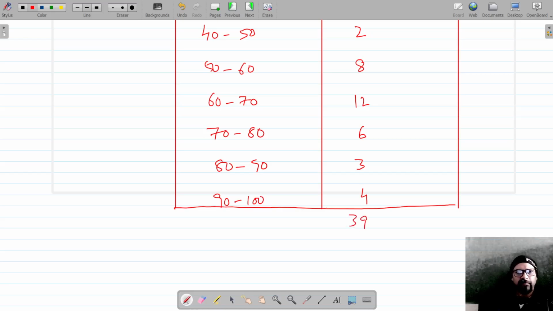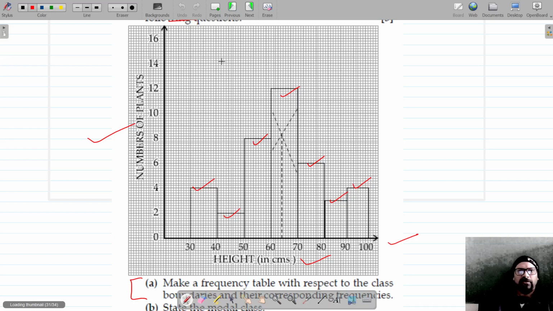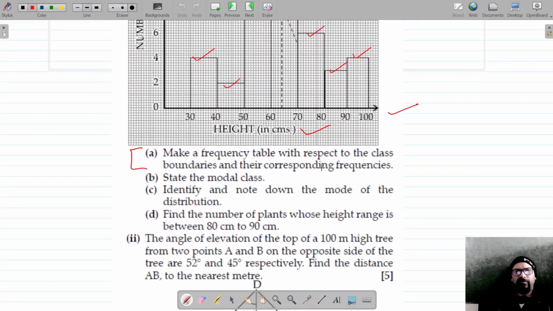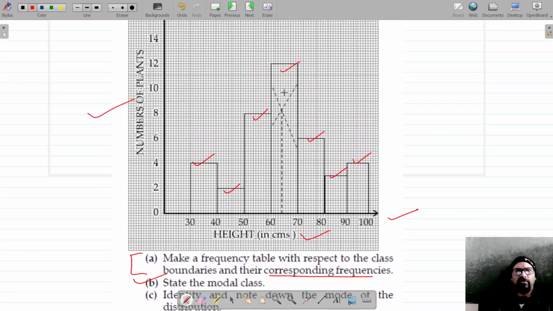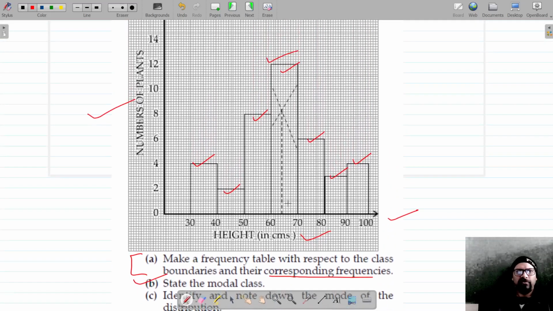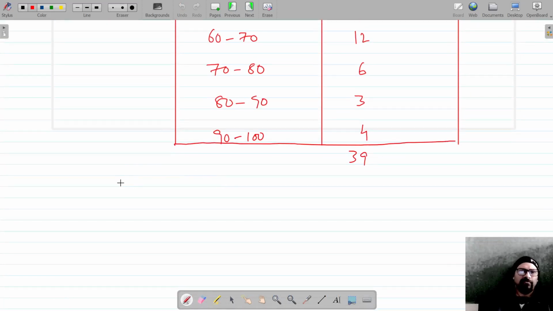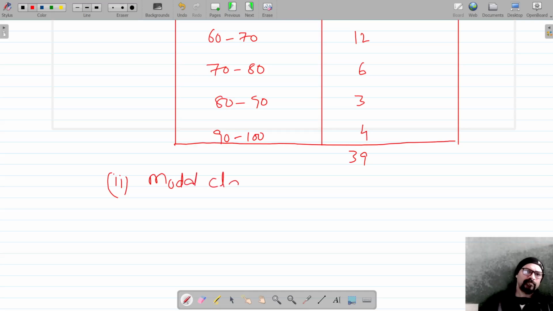So the total is 39. We are done with the frequency table and the corresponding frequencies. Now state the modal class. The modal class is the one with the highest frequency, which is 12. So 60 to 70 is the modal class. We can write that the modal class here is with the limit 60 to 70.